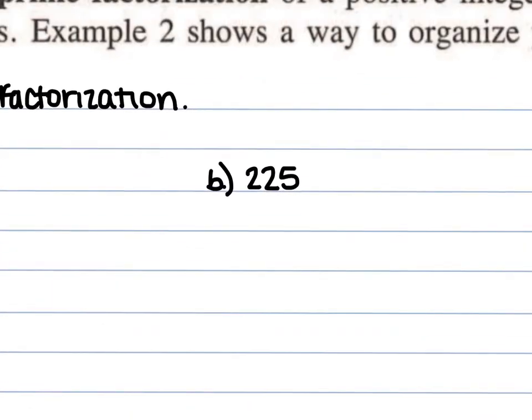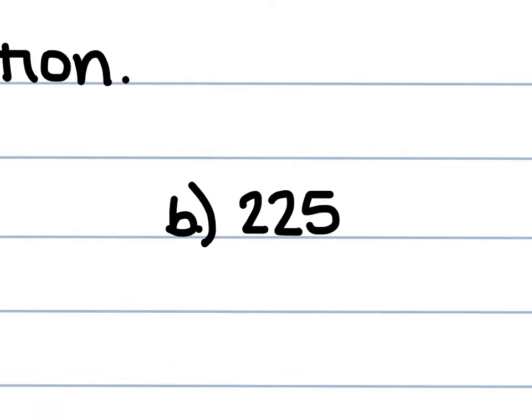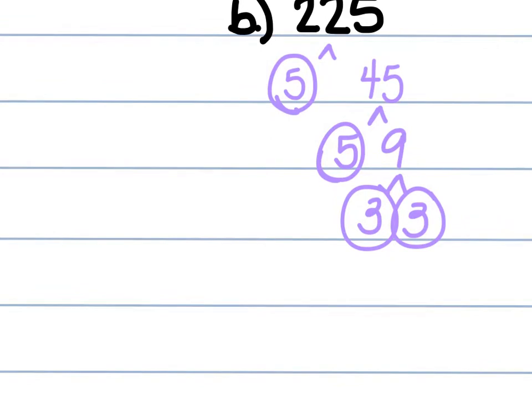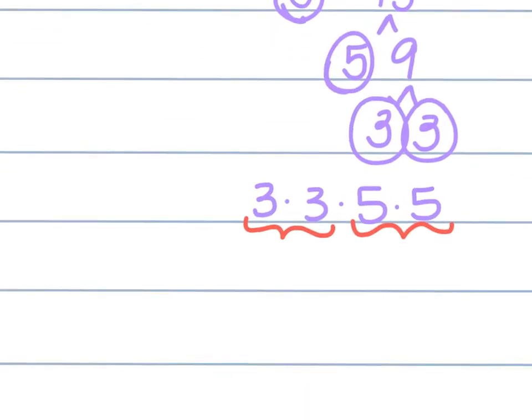For B, we have 225. We know 5 goes into this evenly because it ends in a 5 or a 0. 5 goes into 22 4 times with 2 left over, and 5 goes into 25 5 times. So now we have 5 times 45. 5 is a prime number. 45 is not. 45 is 5 and 9. The 5 is prime, the 9 is not. The 9 is 3 and 3. So now we have 3 times 3 times 5 times 5. The 3 and 3 and the 5 and 5 group up to be 3 squared times 5 squared.